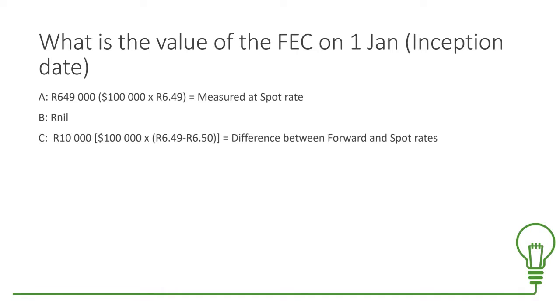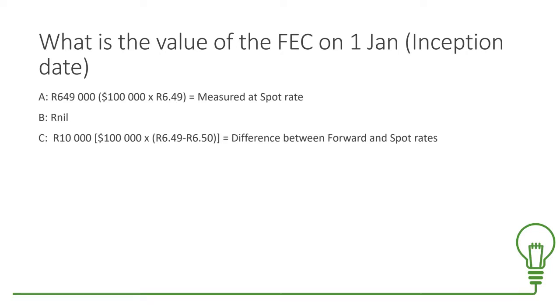Your options are: A, it's measured at spot rate at the inception date or the starting date; B, null, the value is 0; and C, it is the difference between the forward rate and the spot rate on inception date. What is your answer? Okay, let's have a look at what people have replied. The majority of people have said it is null, and that is correct.